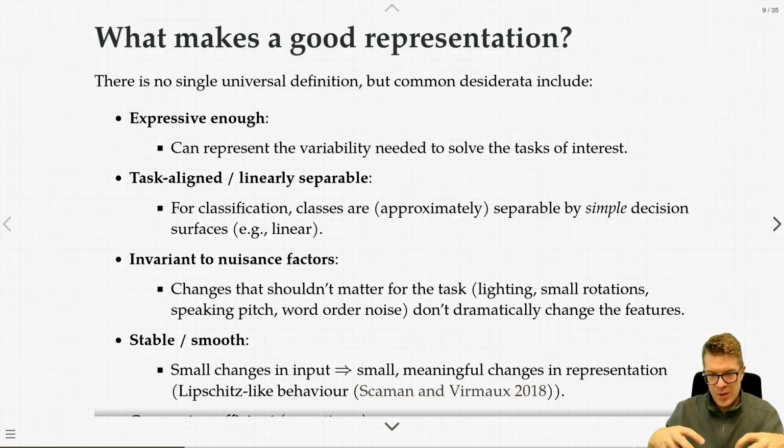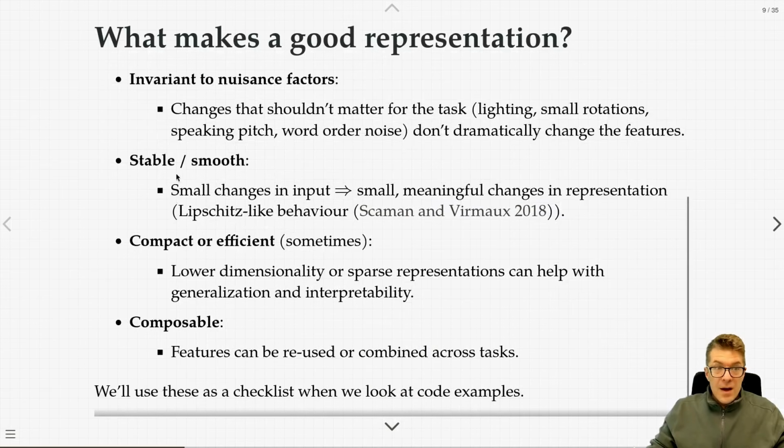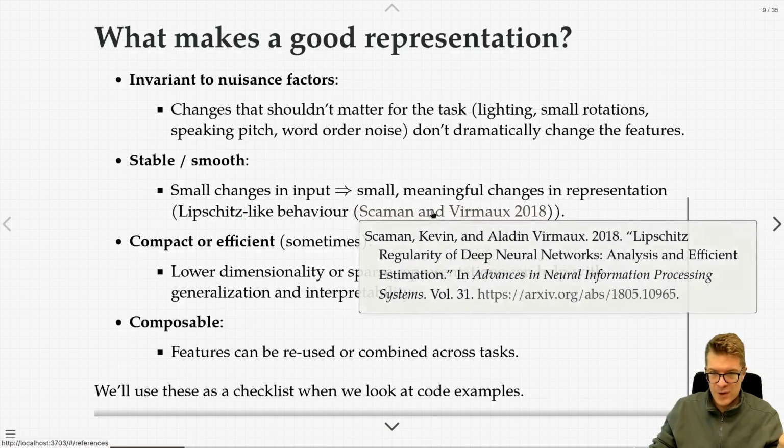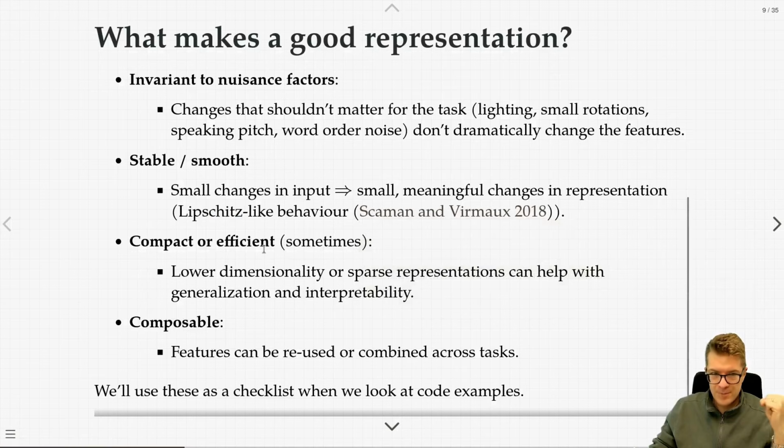So if there's a lot of noise applied to an audio signal that you're going to pass into a speech recognizer, does the representation of that speech suddenly change a lot if there's a lot of background noise? Ideally not, right? Because you're mostly caring about the words that are being produced. Yeah, they're robust or invariant to nuisance factors. Are they stable and smooth? So again, this is more the equivariant thing, but small changes in input produce a small meaningful change in representations. This is related to something called Lipschitz behavior, which is beyond the scope of this class, but if you're interested, you can read more about it in this paper.